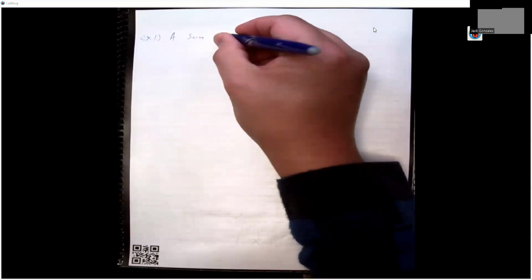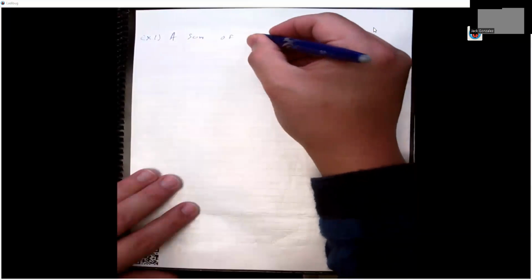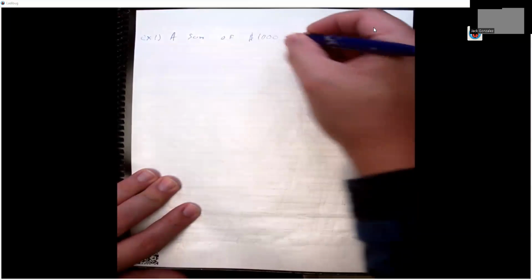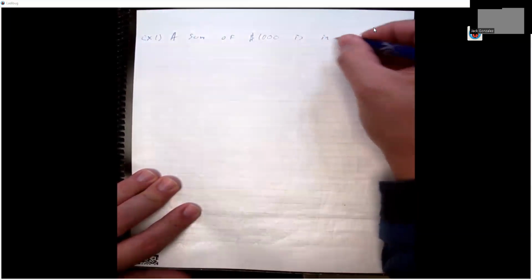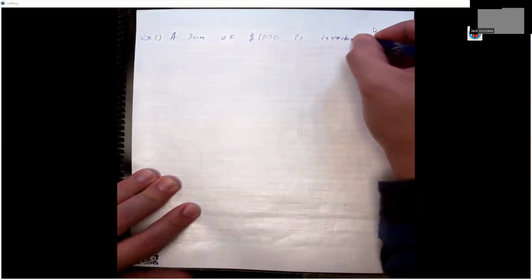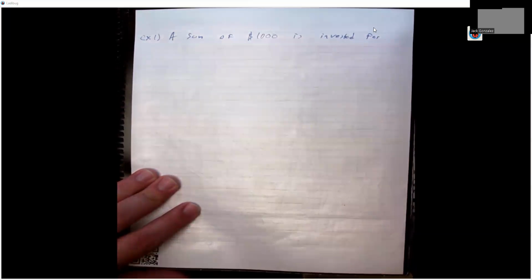Good example. So a sum of $1,000 is invested for, well, you write that better.